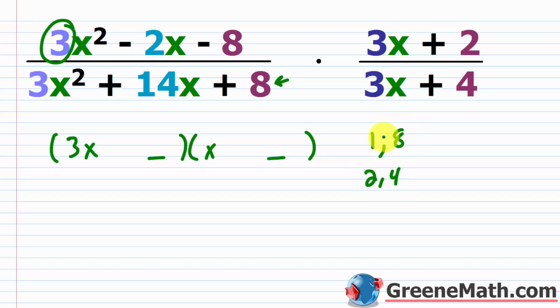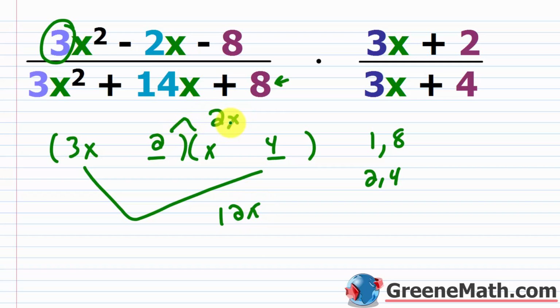So 1 and 8, there's no way to make that work. But with 2 and 4, if you think about it, let's say you put a 4 here and a 2 here. Well, the outer would be 12x and the inner would be 2x. And don't worry about the signs just yet. This is not going to work, right? 12x and 2x, no matter how you play with the signs, that's not going to work.